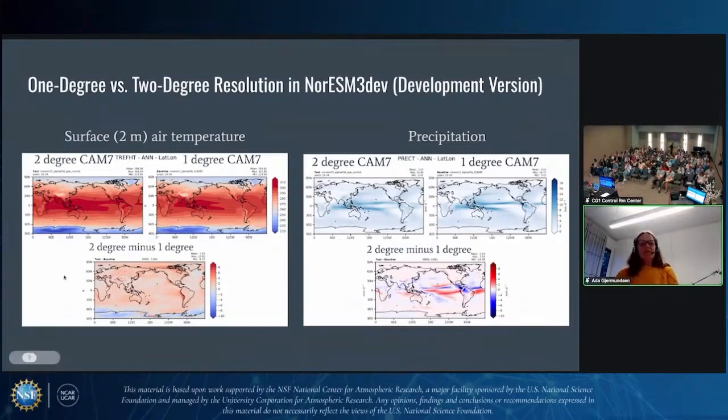We show here the surface air temperature for the 2 degree and the 1 degree and the difference. And we see that the 2 degree is warmer almost everywhere except over Antarctica. This was the same that we saw in the CMIP6 version, that the 2 degree is much warmer. For precipitation, we get a more pronounced double ITCZ, which was maybe not so unexpected, but not so desired either. And we also have a drier Amazon compared to the 1 degree version.